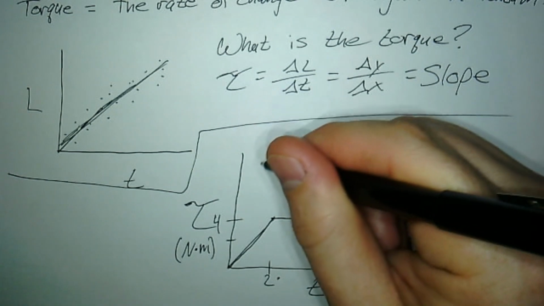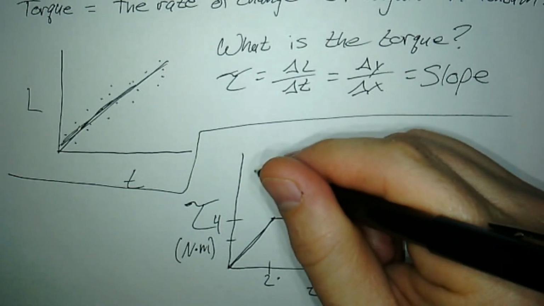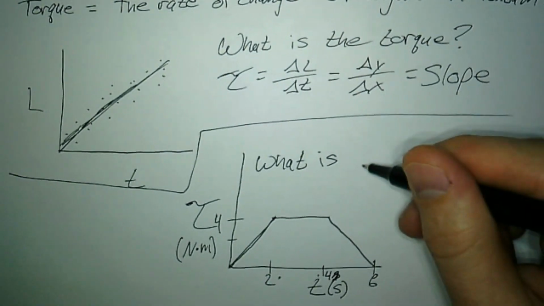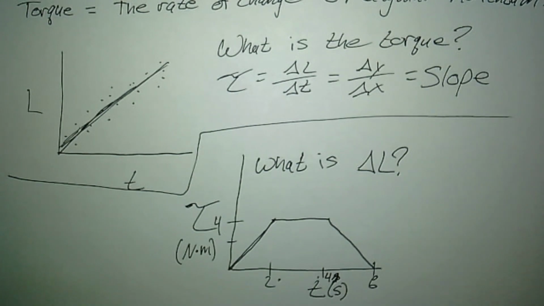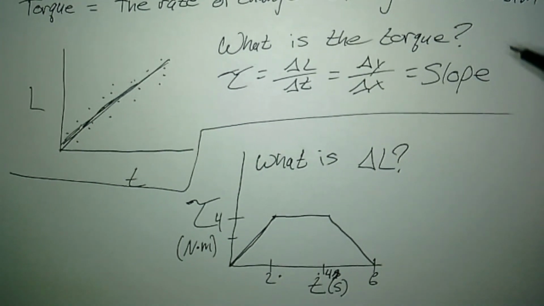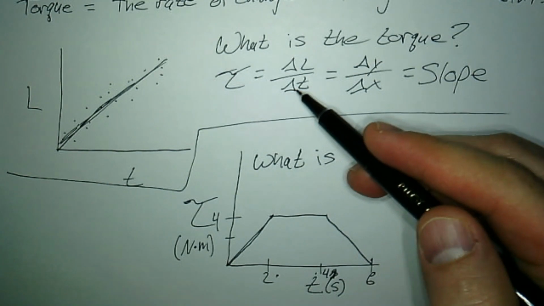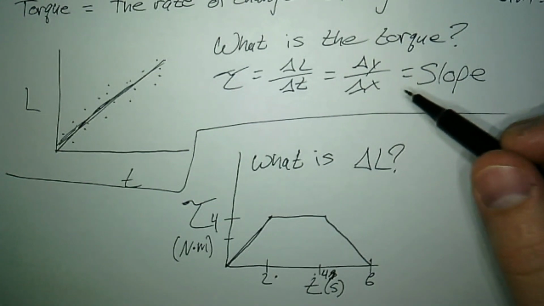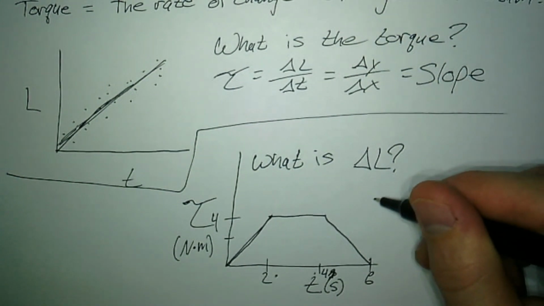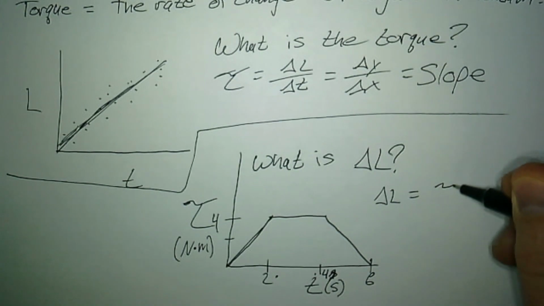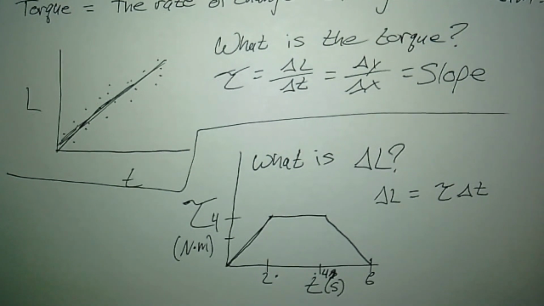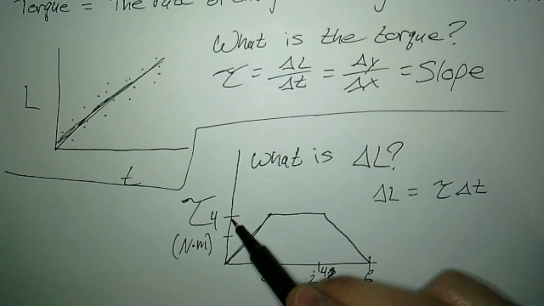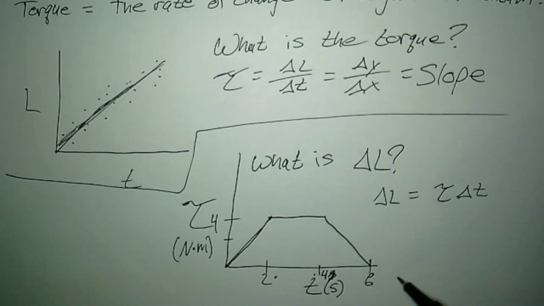And so the question we're looking for is, what is the change in angular momentum? So what is delta L? So to do this, we're going to take that same torque equation we've had here, right? But we're looking for L. So if I multiply this across, I'm going to get delta L is equal to torque times delta T, right? And so this is our height times our width, right?